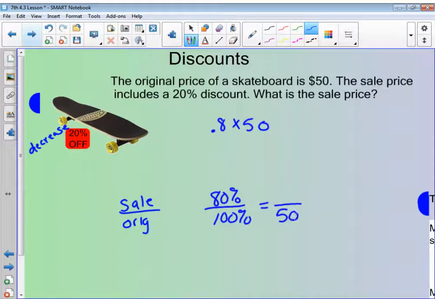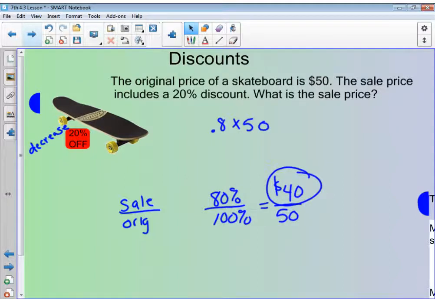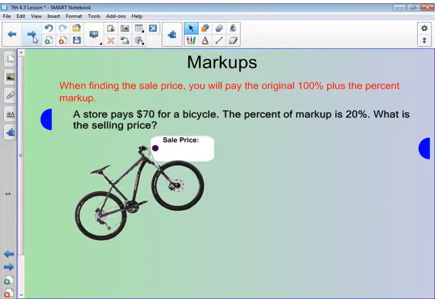When you worked through this, you should have gotten $40. Okay, so that's how much you're going to pay for that skateboard. Okay, so that's working with discounts when you get a certain percent off or a decrease in an amount. We're also going to work with markups. Okay, so when finding the sale price, you will pay the original 100% plus the percent that it was marked up.